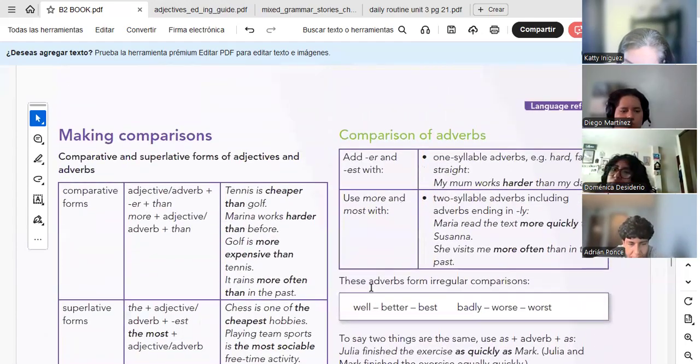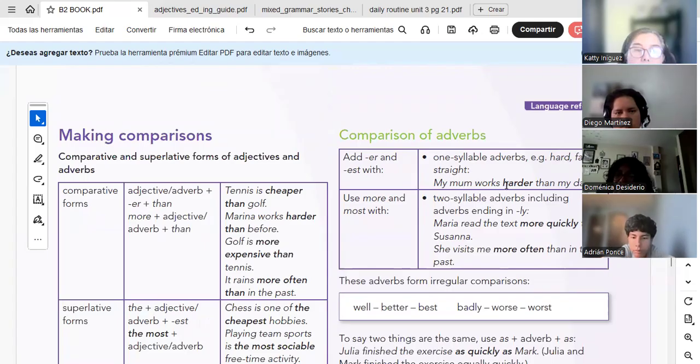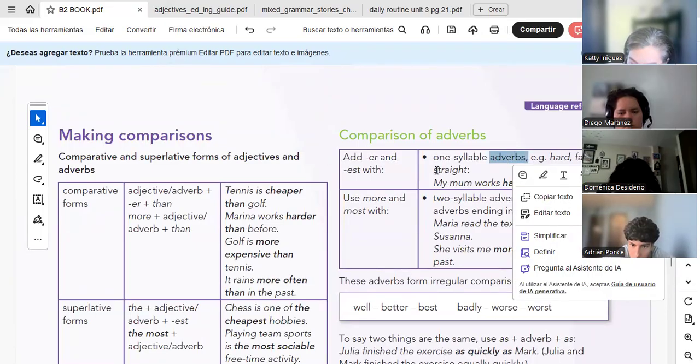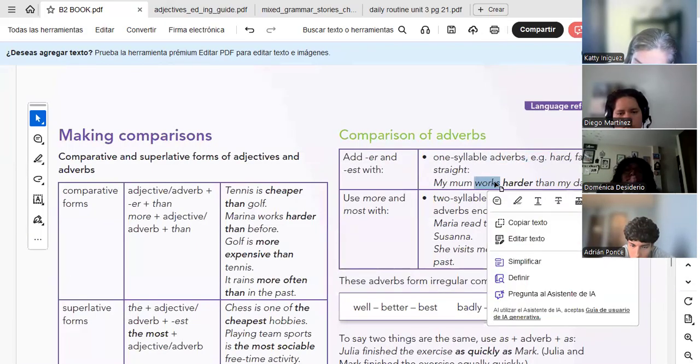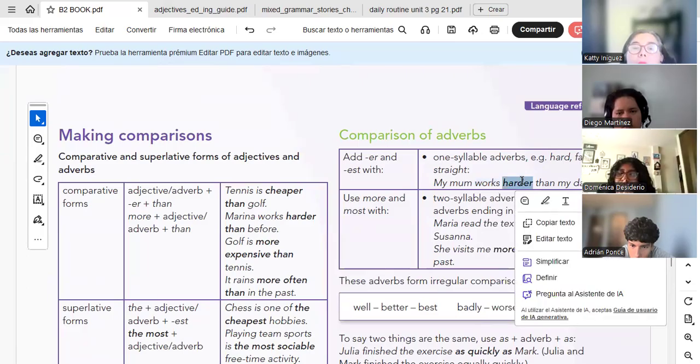Let's continue here. Comparison of adverbs. So it is kind of similar. It says add -er and -est to one-syllable adverbs: hard, fast, straight. Mom worked harder than my dad. Remember, adverbs describe a verb. So the verb is worked and the adverb is harder.